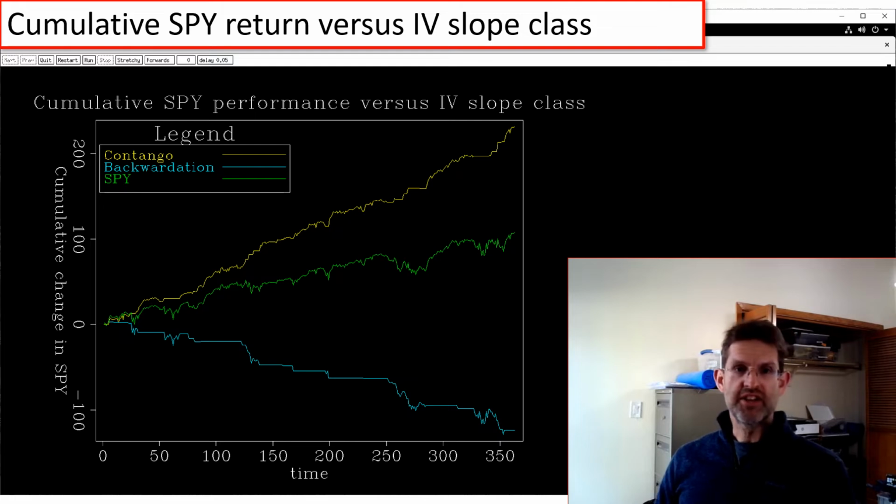If you integrate each of those curves in time, then you get a cumulative return broken out for whether the IV slope was in contango, which is yellow, or in backwardation, which is blue. I've also plotted the actual SPY daily price in green. The results here are pretty clear. There's a huge advantage to not being long SPY when this IV slope is in backwardation, at least in this back test.